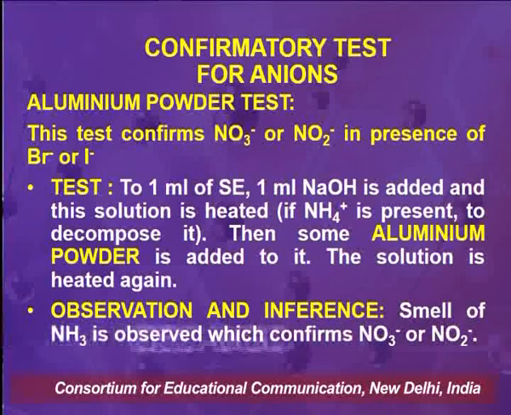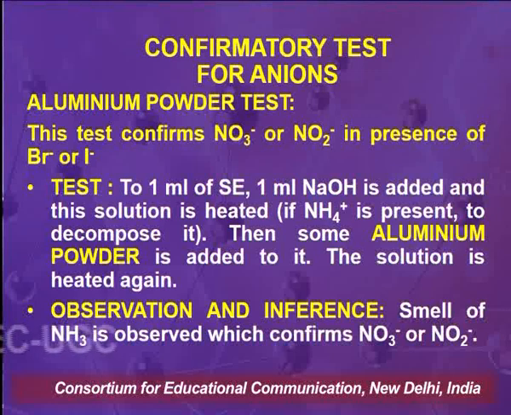After that, some aluminium powder is added to it, and the solution is heated again. If the smell of ammonia is observed here, it confirms nitrate or nitrite in the mixture in presence of bromide or iodide. That means aluminium powder test is distinguishing nitrate or nitrite in presence of bromide or iodide.